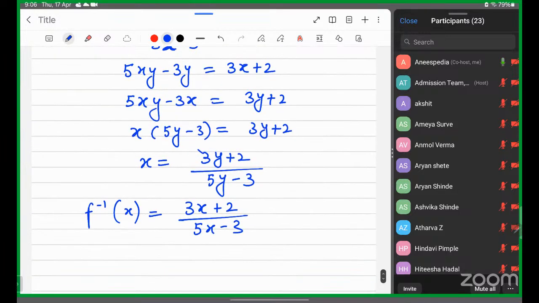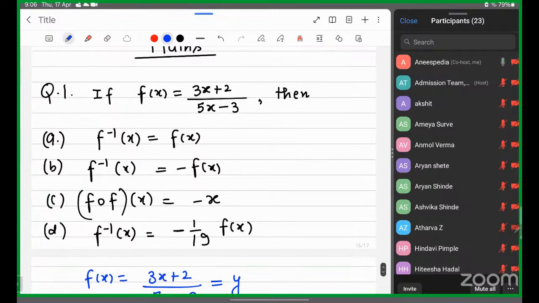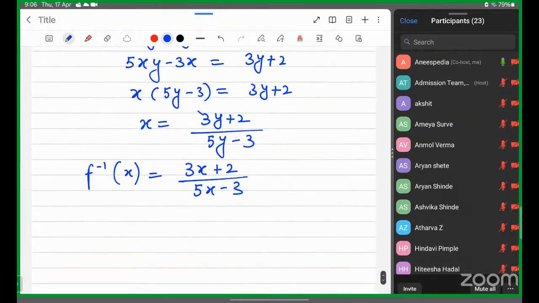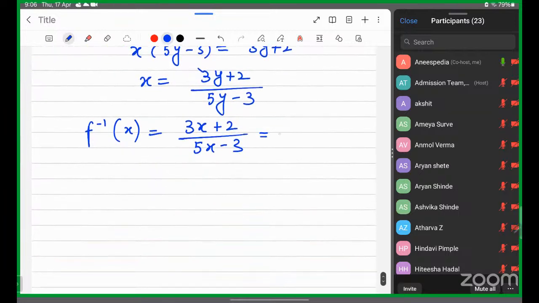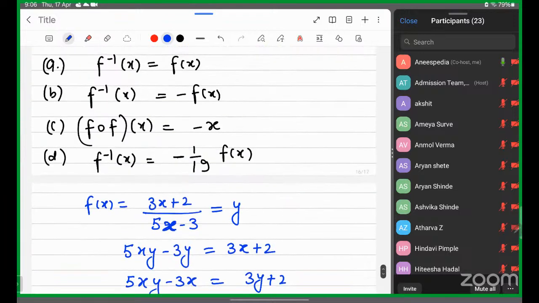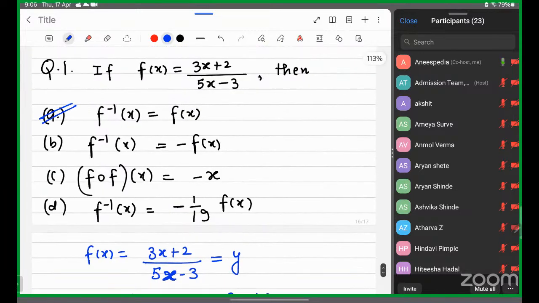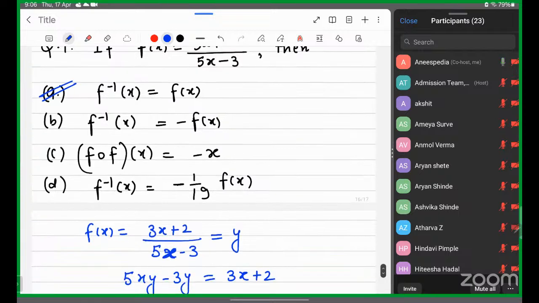Is it the same function? F of x is 3x plus 2 by 5x minus 3. So you will get the same function, which means f inverse x is f of x. So option A will be correct. Understood?